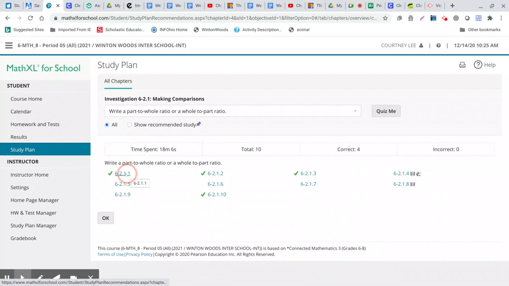Now, if something happens and you don't get 80%, all you would have to do is click on a practice problem, complete the practice problem correctly, get a green check mark, and once you get a new green check mark, then it will enable and allow you to do the Quiz Me over again. You can have unlimited times. There's no limit on how many times you can redo it.